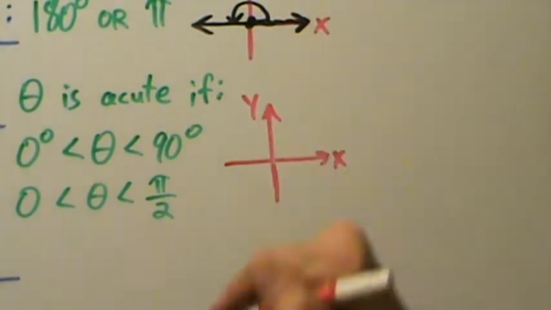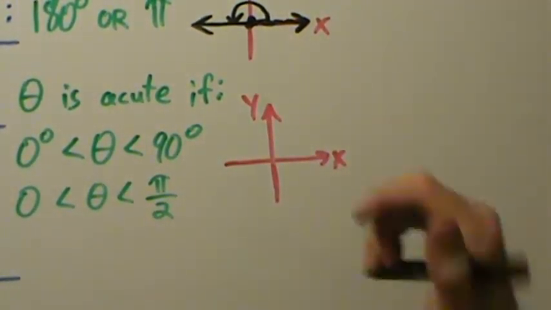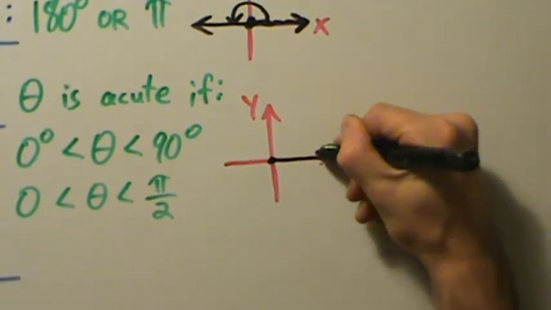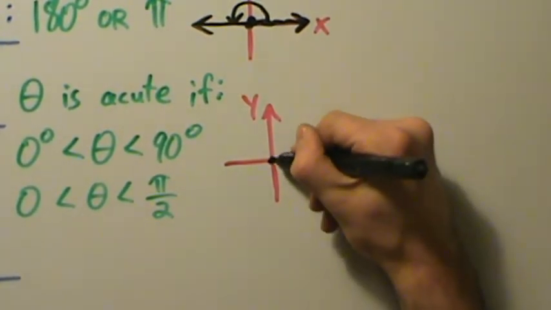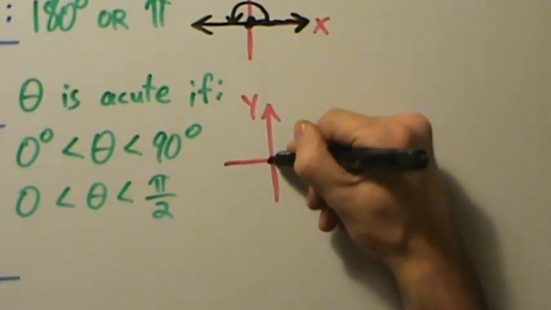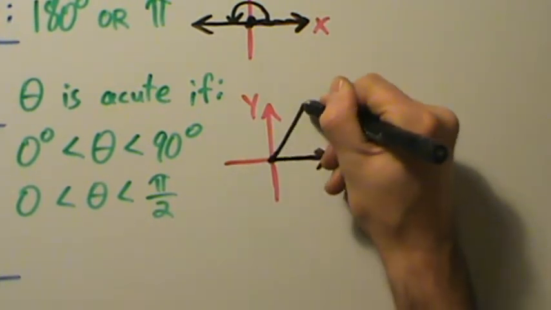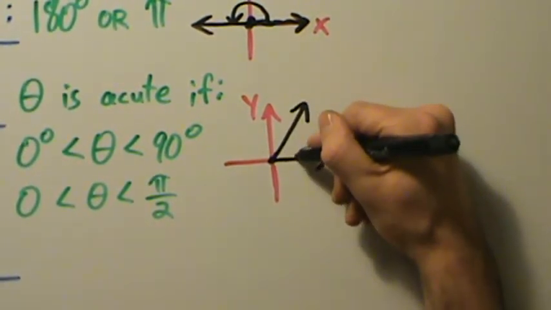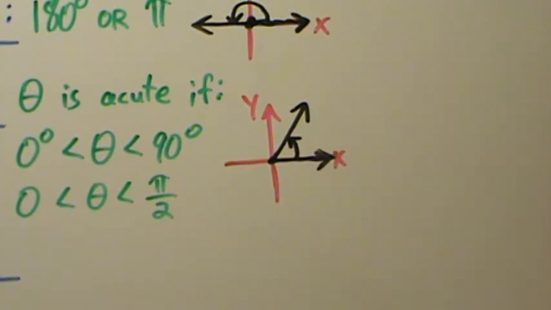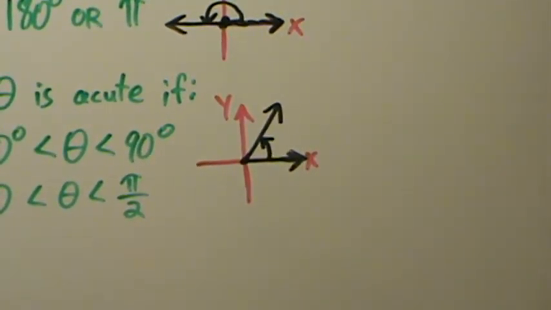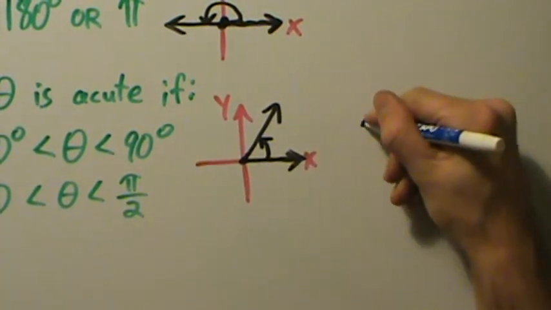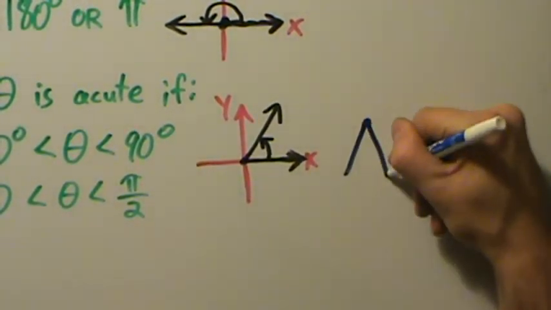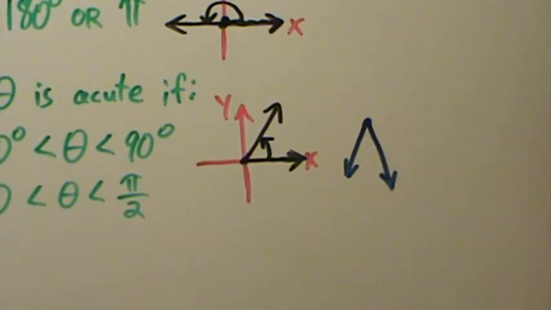So let's draw one example in the standard position. x-axis, y-axis. It's standard position because the vertex is at the origin and the initial side is the positive x-axis. If the terminal side is somewhere over here, then that's going to be an acute angle. Okay, that's an acute angle. Let's draw another example.